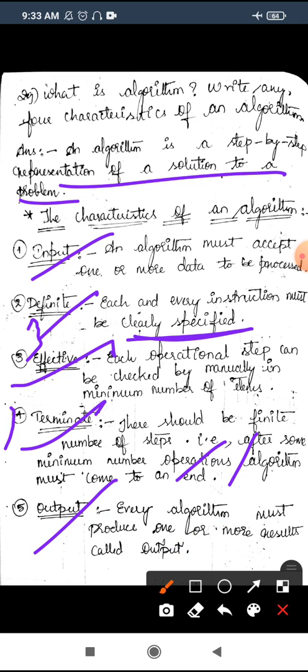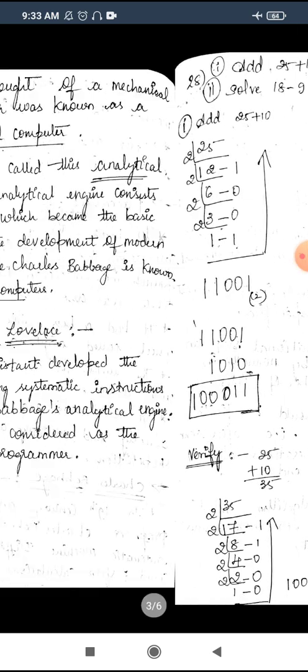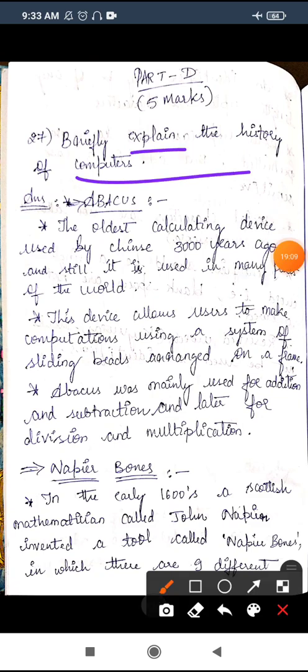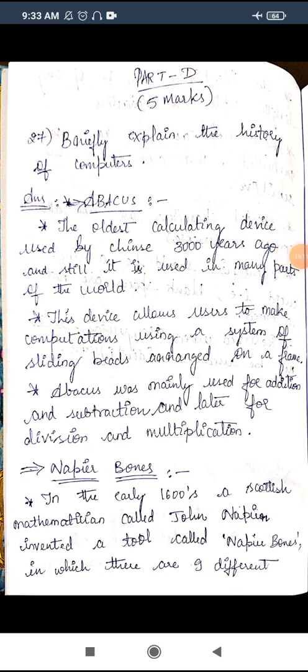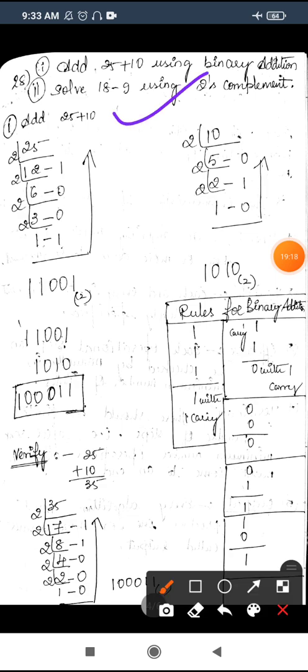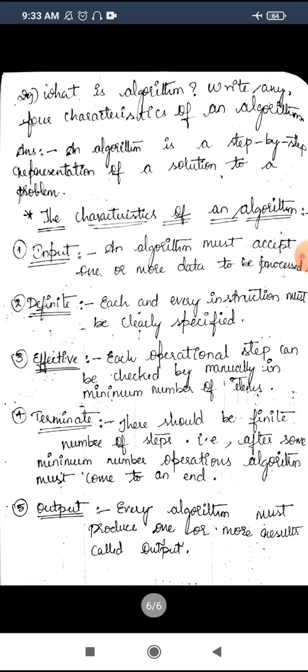So I hope you all are understanding these 4 questions which I discussed today. So one is history of computers. This is also an important question. So next one is a question from the data representations chapter. That is a problem you have to solve using binary addition and 2's complement. So next is algorithm, what are the characteristics of an algorithm.